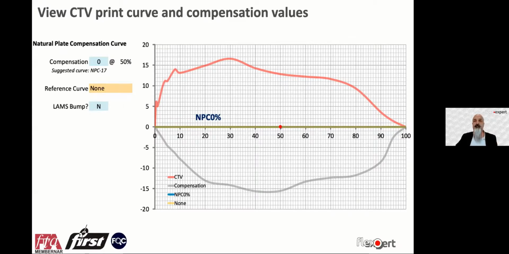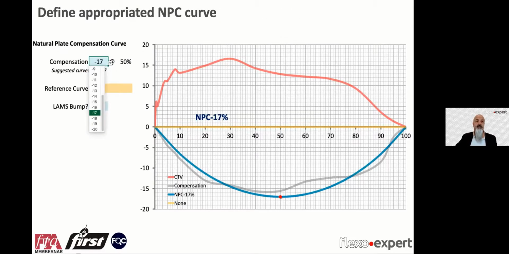And you see they are quite irregular and wavy, as it normally happens with these print curves and compensation curves. So instead of wasting time smoothing all these values, I will find one NPC curve that best fits this compensation. Here there is already a suggestion. It says NPC minus 17. Okay, so let's select the NPC minus 17 and see how it looks.